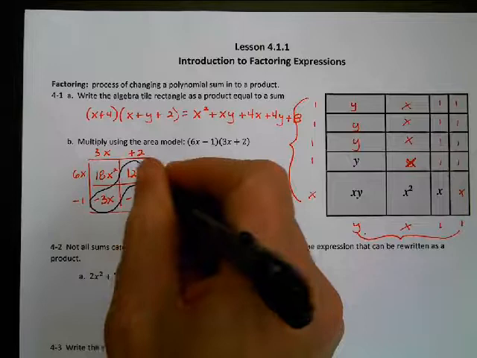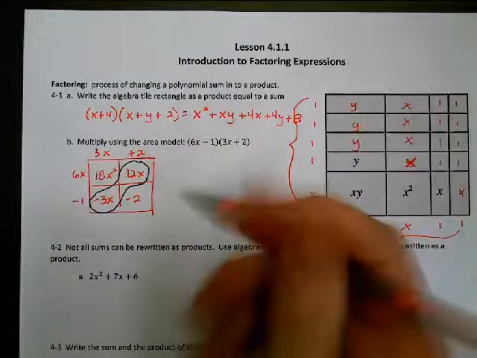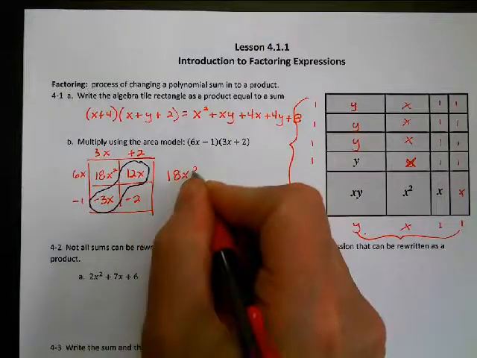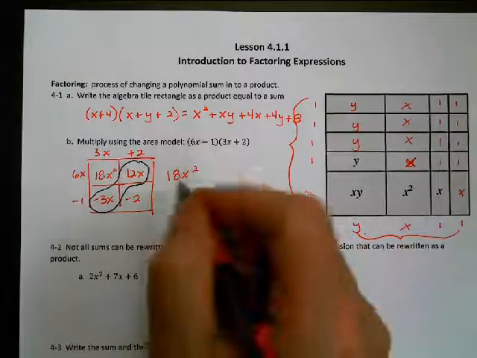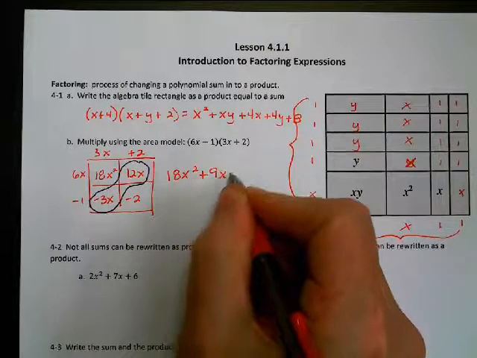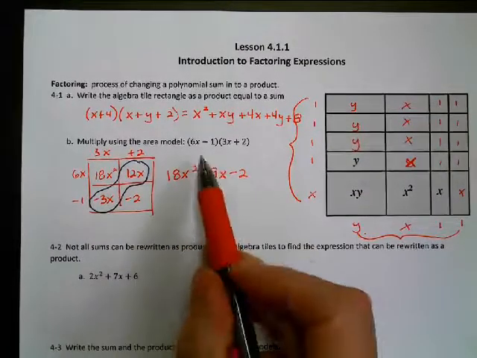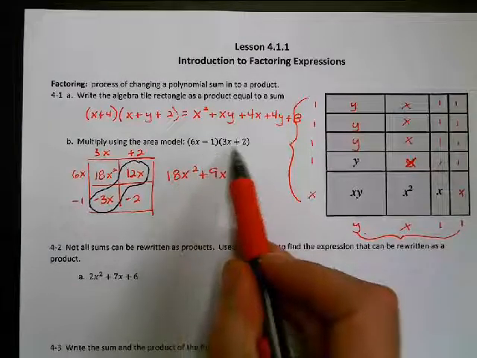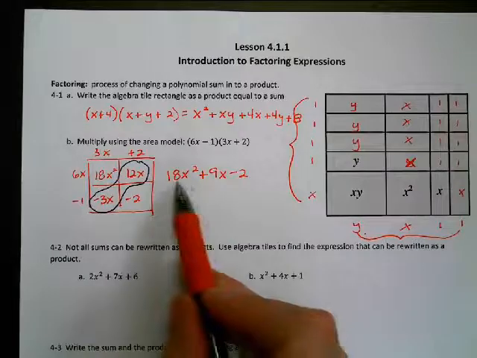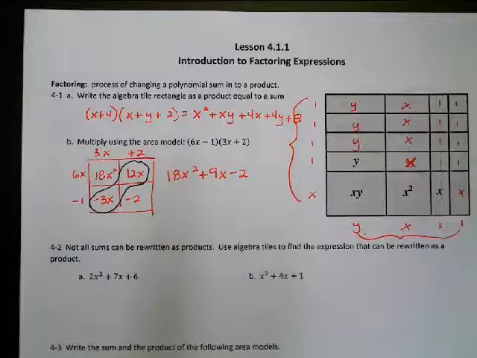We have like terms in the peanut right there. So I've got 18x squared. These two combined, they're like terms. 12x minus 3x is 9x, minus 2. And so now we can see that 6x minus 1 times 3x plus 2 is this trinomial sum: 18x squared plus 9x minus 2.